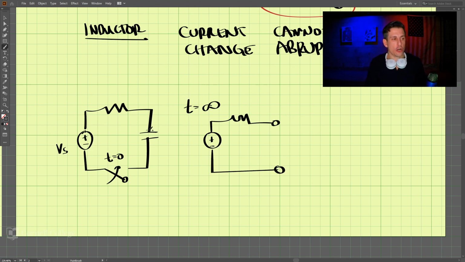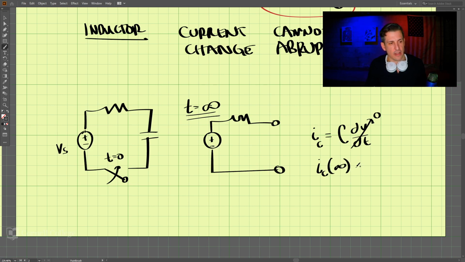Because the charges build up on the plates. So remember that the current across a capacitor is equal to C dV/dt. And after a long time, this is 0. So the current at time infinity is 0, so it behaves like an open circuit.